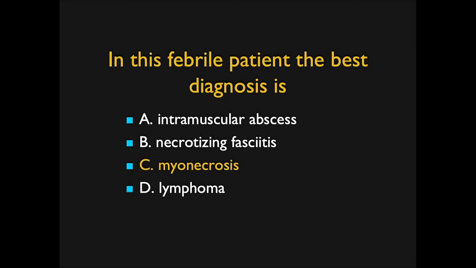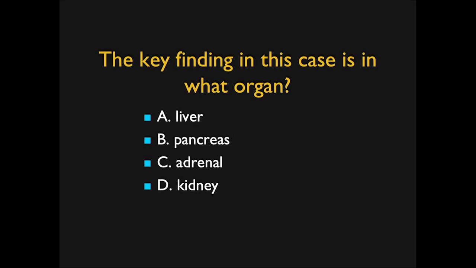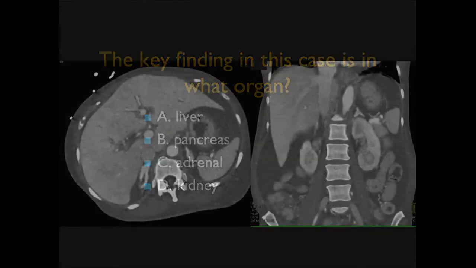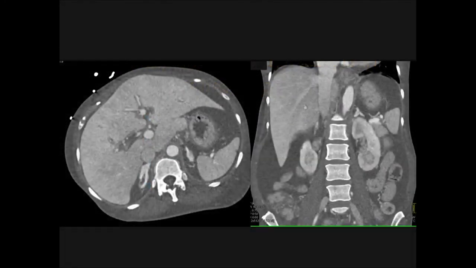I asked you the key finding in this case in what organ. Well, the key finding is look at the adrenal glands. Look how bright they are. There's periportal edema. There's a little bit of ascites. This patient is in shock.